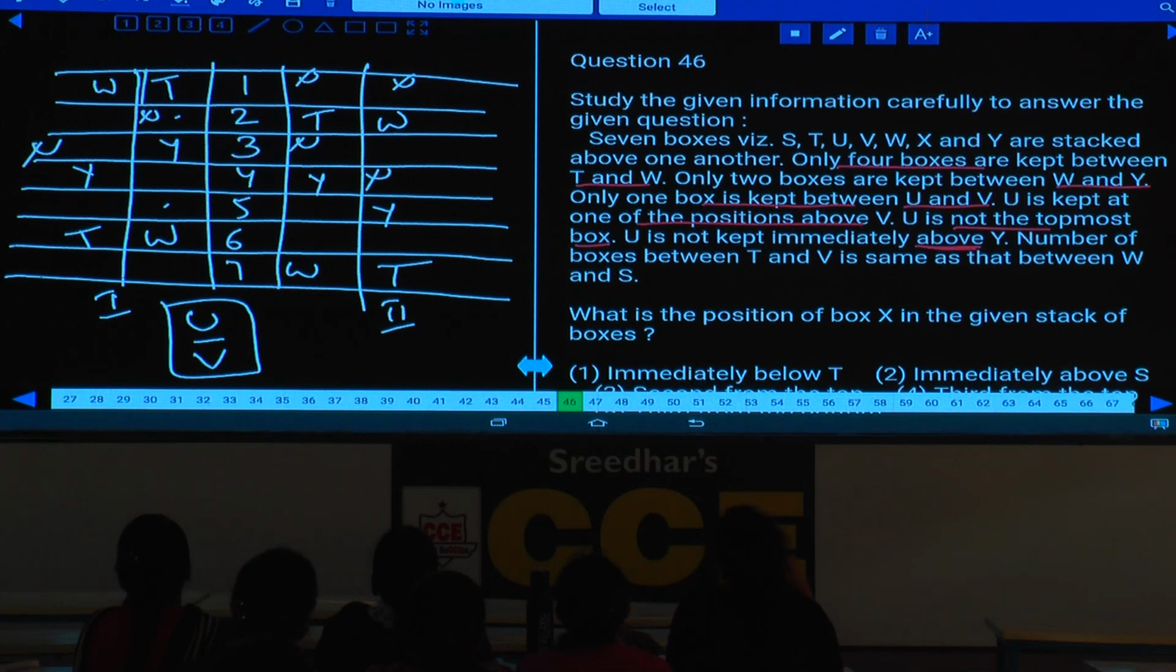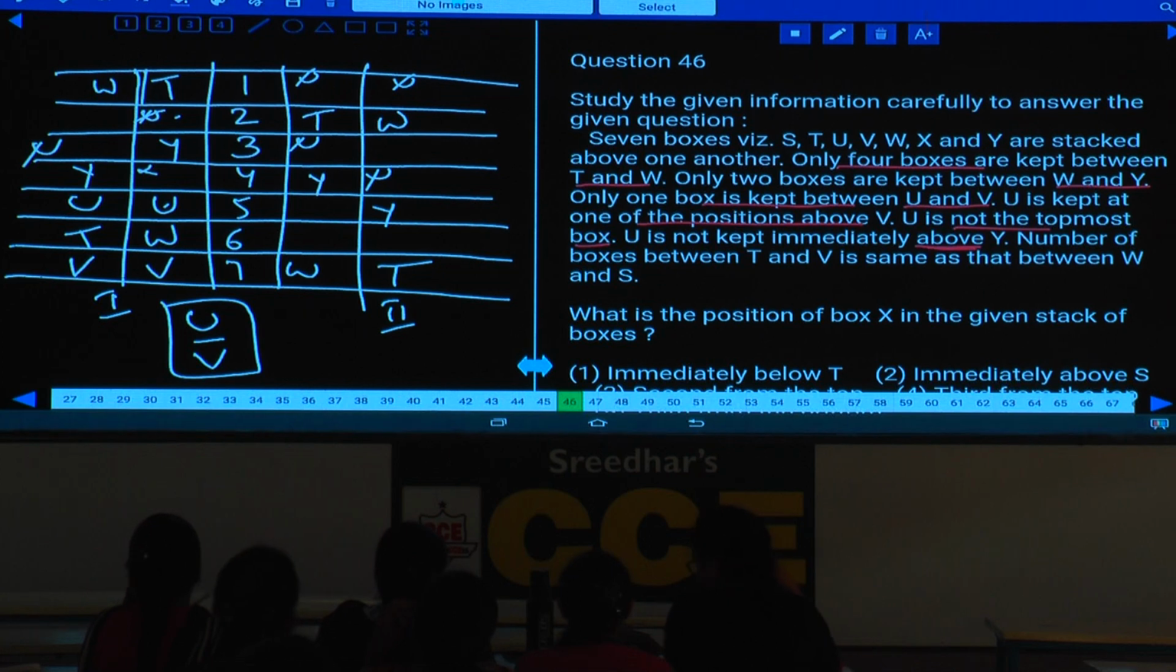These are the possibilities ruled out for U, because U is not immediately above Y and U is not on the topmost floor. Then in this one, tell me where should this U be? U must be at this place only, isn't it? If U is here, then alternate place V will be here. And in the next one, U cannot be at this place and U cannot be at this place, because if U is here, W and Y must be in the same place, which is not possible, so U is at this place and V will be here.